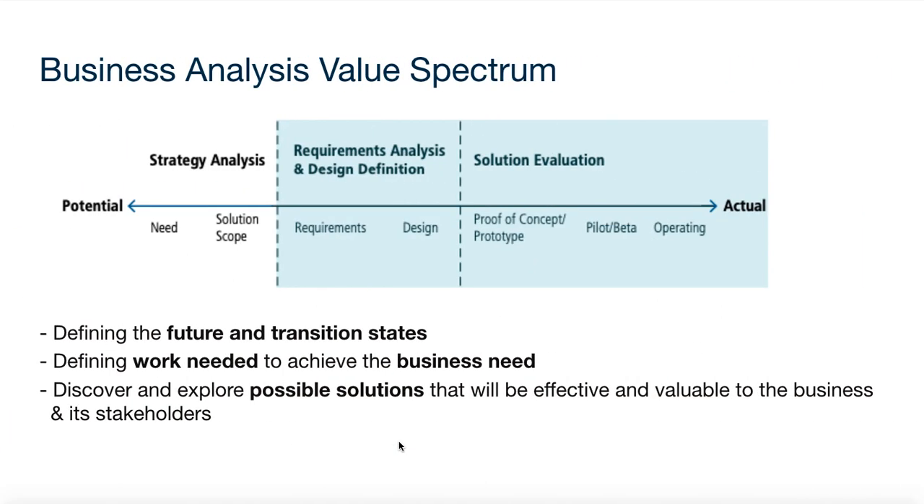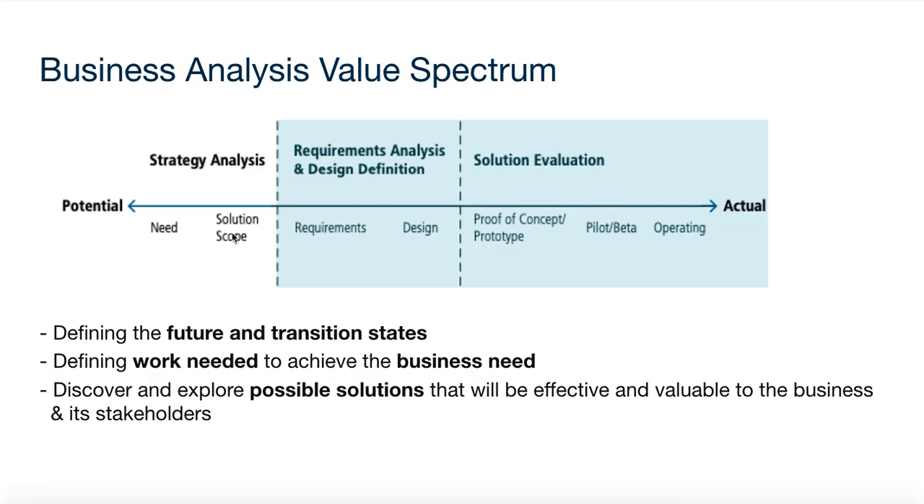So, with this, the business analyst values spectrum. Usually when we think about the business analyst, we think about requirements gathering, elicitation, and whatever processes come after that. The strategy analysis part comes prior to even the requirements analysis and design definition. Strategy analysis is all about understanding the need and the solution scope. So we know the need is the business need. What is the need that forces us to come up with a strategy?